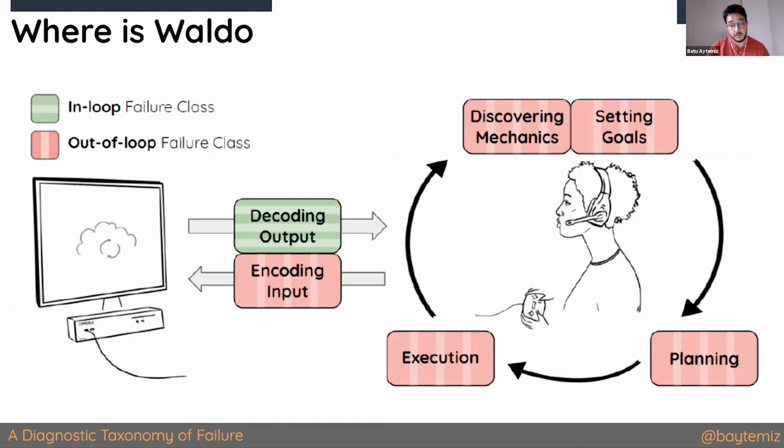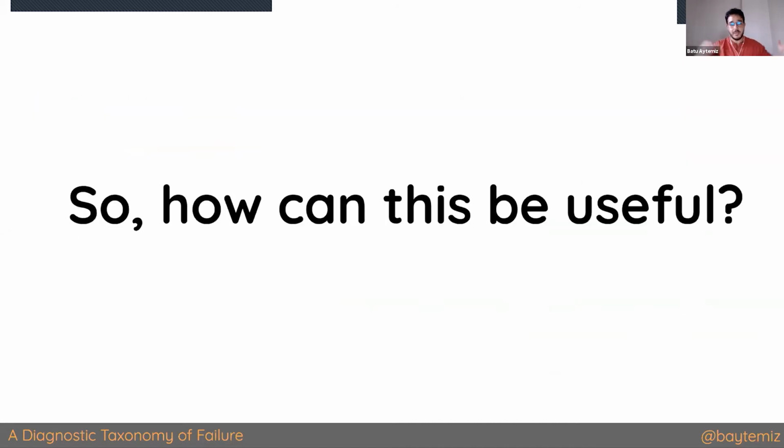Imagine in the digital version of the game, you see where Waldo is, so you didn't fail in decoding the output, but you somehow messed up clicking on Waldo and showing your intention to the game, and you failed because of that. That would be annoying. But if you couldn't find Waldo by decoding the output, that would be okay. So this is the taxonomy, what we call a diagnostic taxonomy.